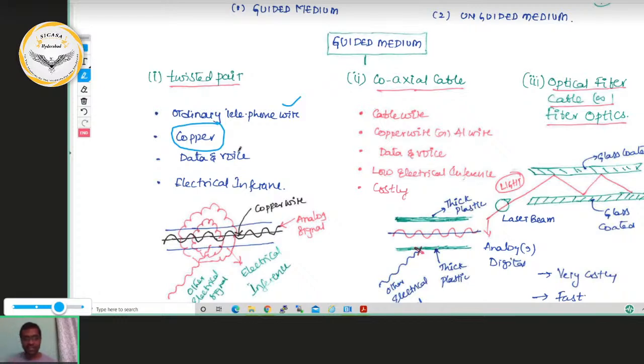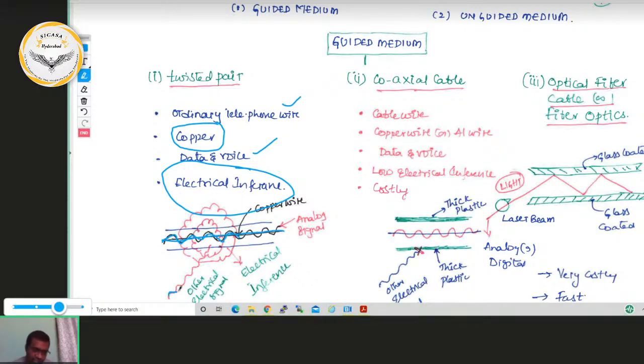Copper is nothing but a conducting material through which the data will be transmitted. So it supports both the transmission of data and voice. However, it has electrical interference. So what do you mean by electrical interference? For example, let us say this is a copper wire. So how will the data be transmitted? Data will be transmitted in an analog format.